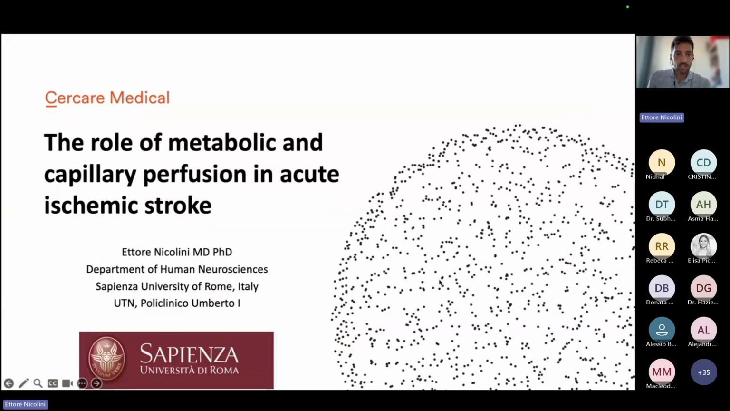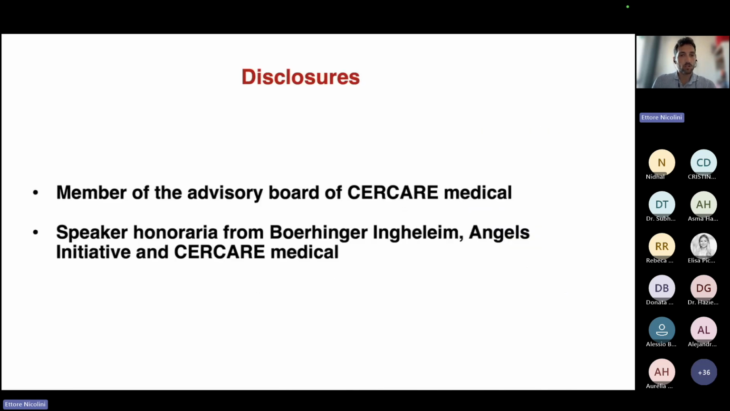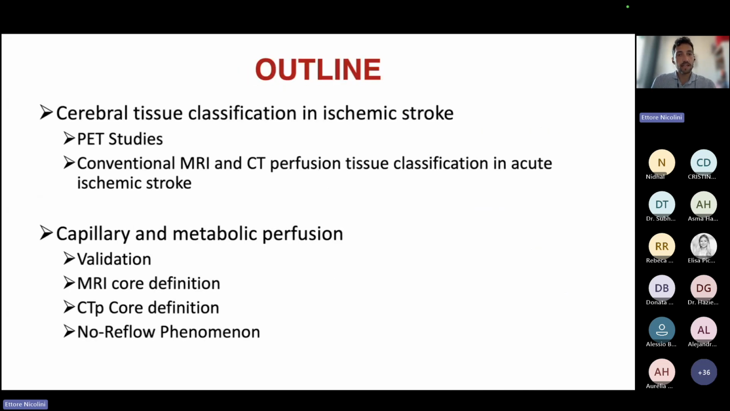So, good evening, everyone. Today I will talk to you about a new advanced perfusion method, the capillary and the metabolic perfusion, both on MRI and CTP, and the opportunities that this method can give us in acute ischemic stroke. These are my disclosures. And this is the outline of today's webinar.